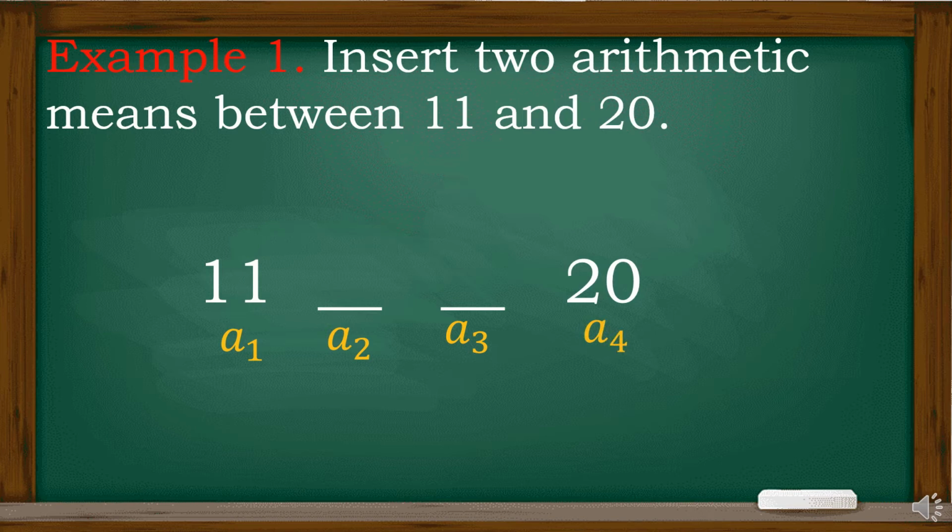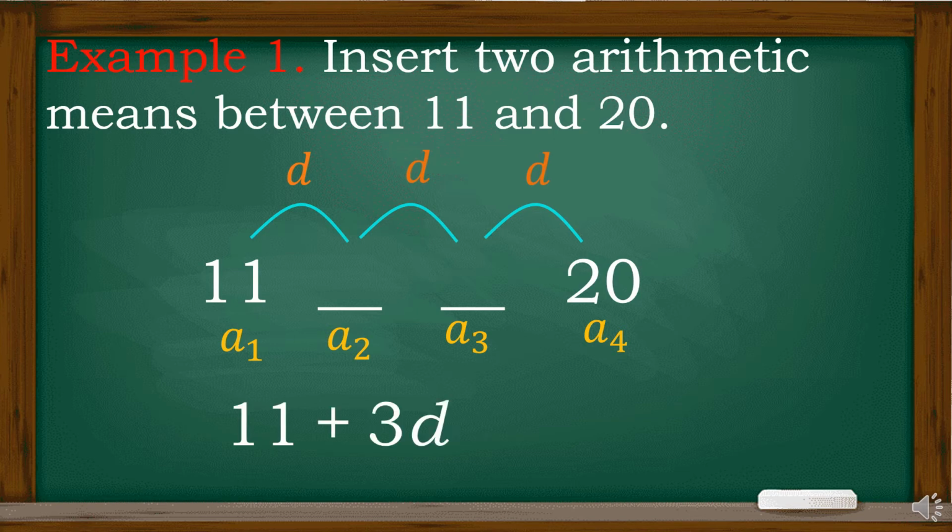To get the second term, we will add d to 11. To get the third term, we will also add d to the second term. And to get 20, we will still add d to the third term. So, how many d will we add to 11 to get 20? 3. Therefore, our equation will be 11 plus 3d is equal to 20.